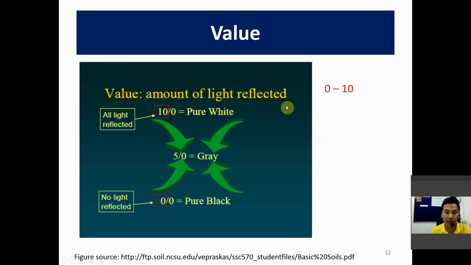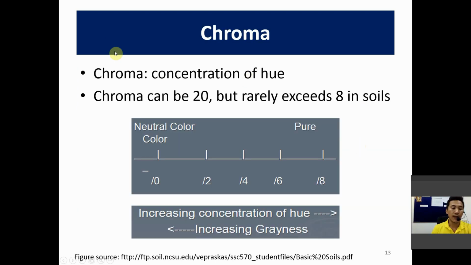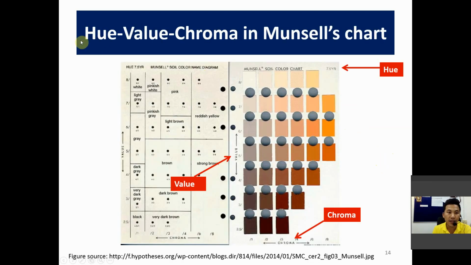Value is the amount of light reflected. The number starts from 0 to 10. At 10, you can see that this is pure white, and pure black is 0 here. So this number can change from 0 to 10. Chroma is the concentration of the hue. Chroma can be up to 20, but it's not likely to exceed 8 for soil. So it's just somewhere here up to 8. And you can see that number in the page of the Munsell color chart book as well.